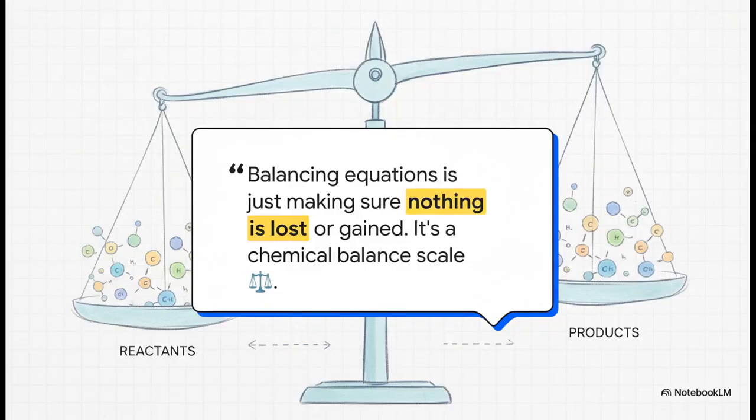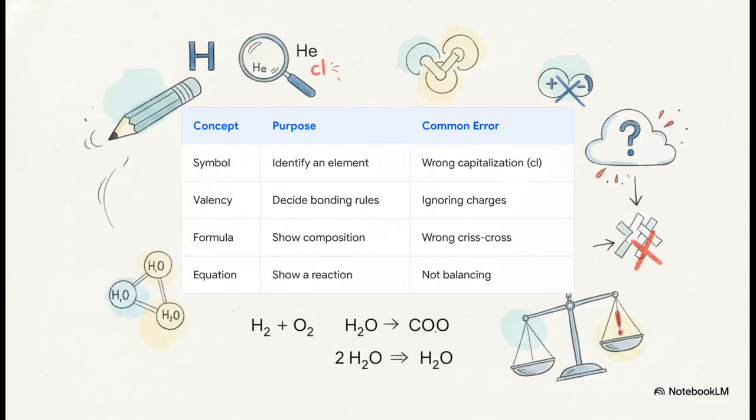And honestly, the best way to picture it is like an old-school balance scale. The total weight of everything on the left side has to perfectly equal the total weight on the right. For every single element, you're basically just doing a head count of all the atoms to make sure nobody went missing during the reaction. Okay, so let's do a quick recap.